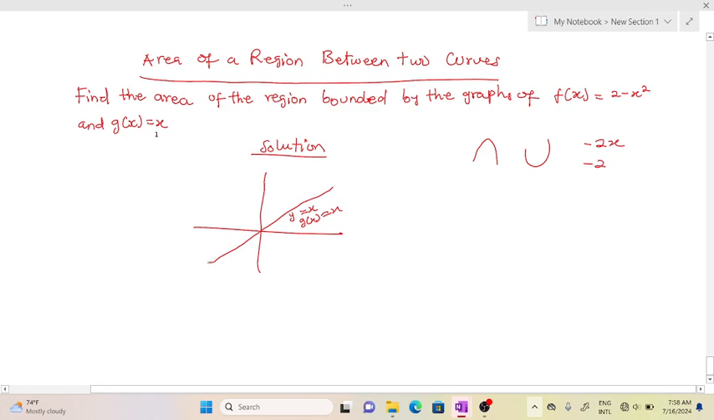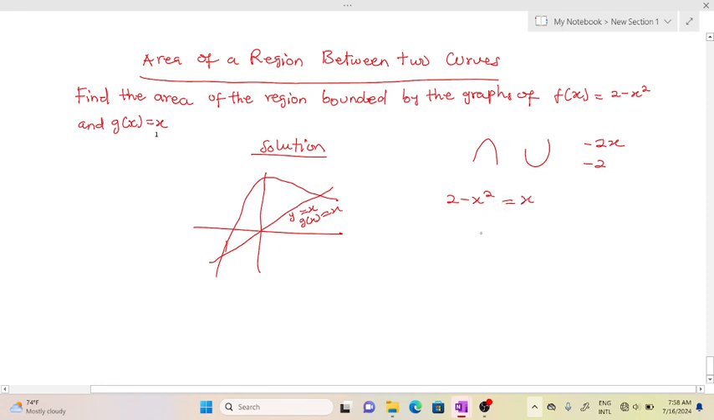So meaning you're going to have a maximum curve, and so far as these two are bounded, meaning that they are touching. But where are they touching? So we're going to have something like this. Okay, but where are they touching? That is where you use the intersection. So you have 2 minus x squared equal to x because they're intersecting.